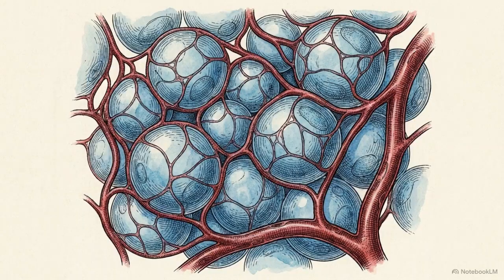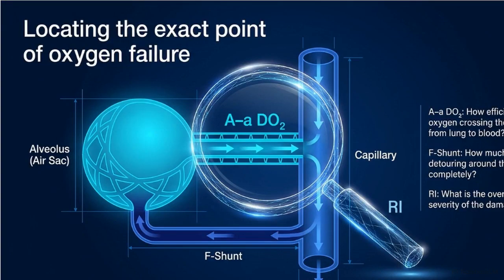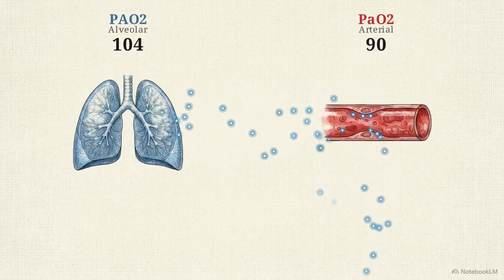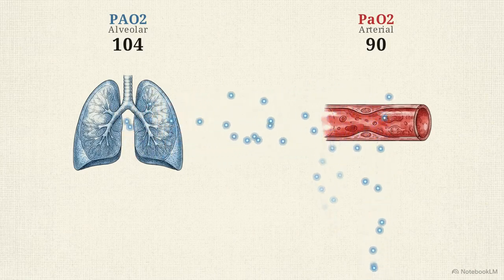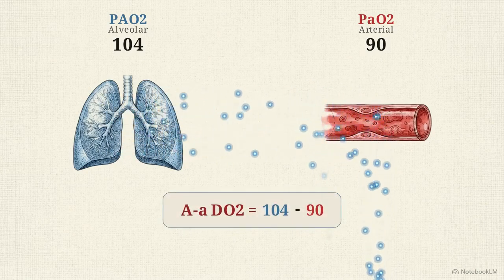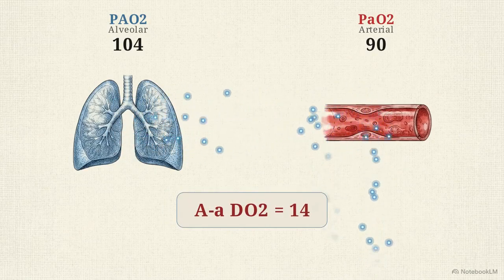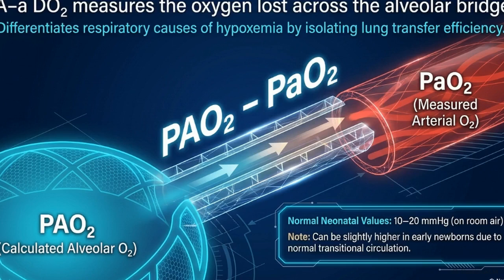The first place oxygen transfer fails is at the microscopic bridge between the lung and the blood. This diagram shows the specific anatomy. On the left is the alveolus, your air sac, and on the right is the capillary. The A-a DO2 gradient measures the efficiency here. It calculates the mathematical difference between the oxygen sitting in the alveolus and the oxygen that actually crosses into the arterial blood. This graphic illustrates that gap.